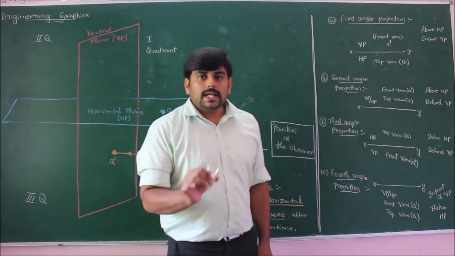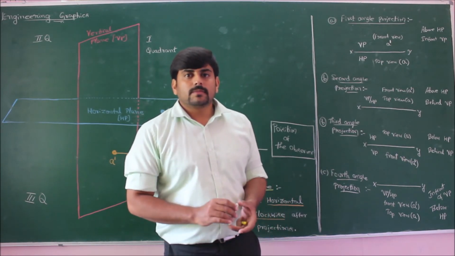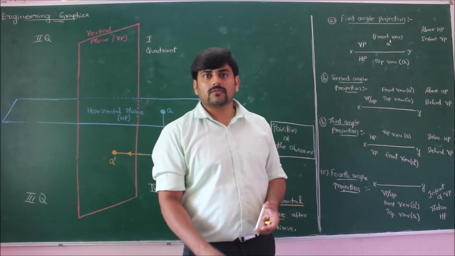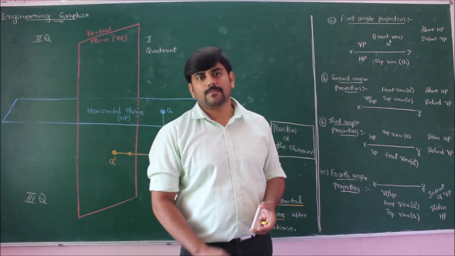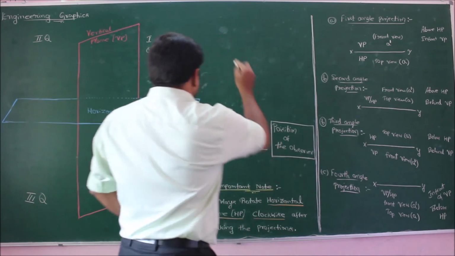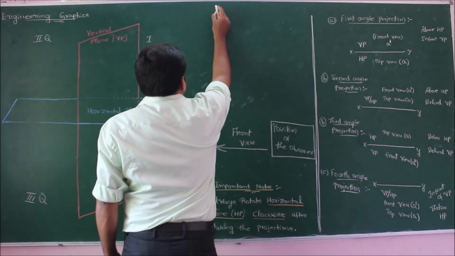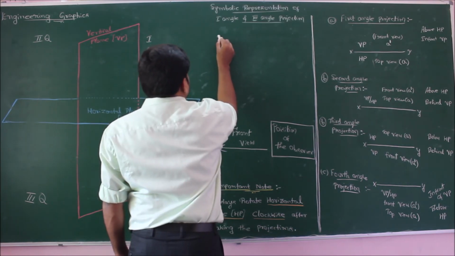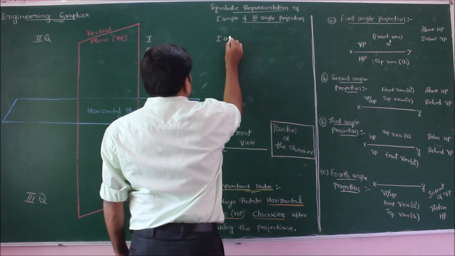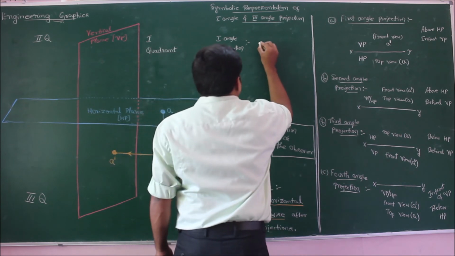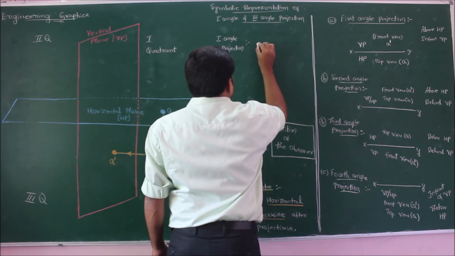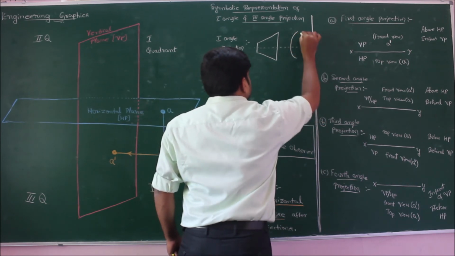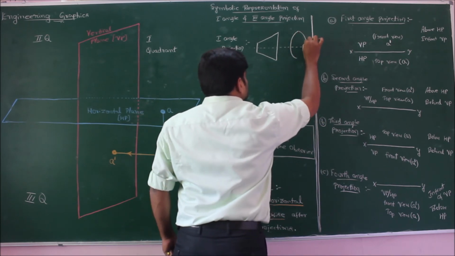The third and the major difference between first angle projection and third angle projection is the symbolic representation of first angle and third angle projection. Coming to the symbolic representation, in case of first angle projection, we will represent the symbol as, let me consider a tapered rod. So we will represent the side view like this.